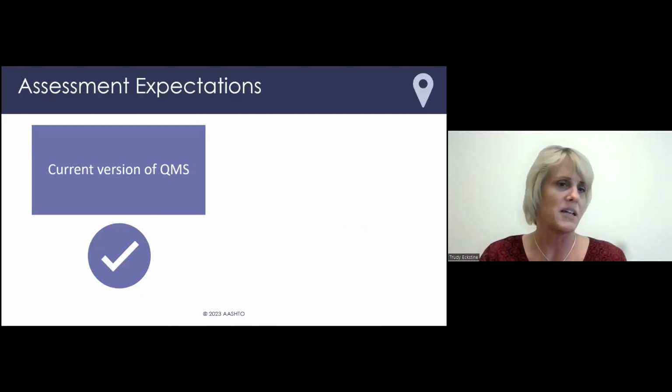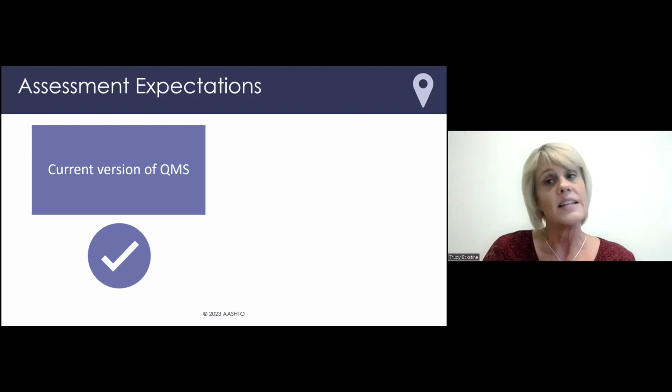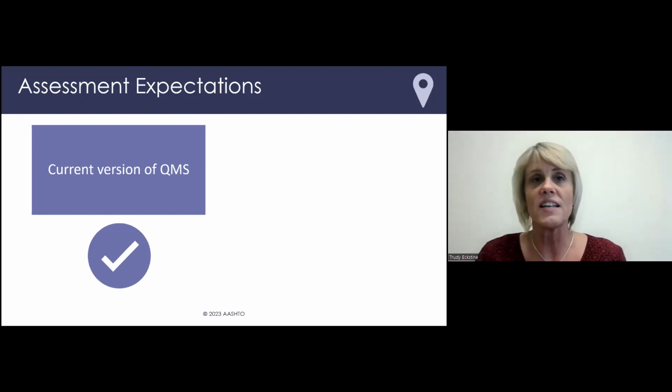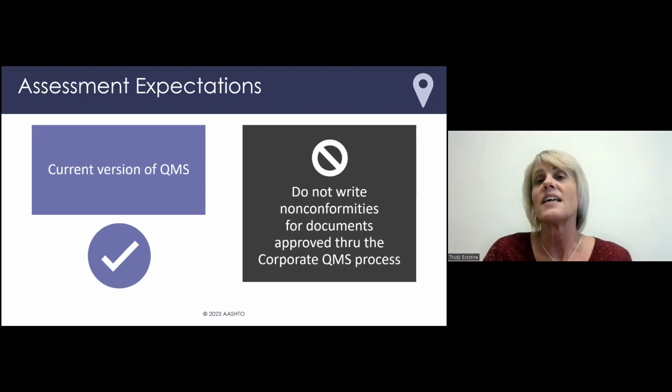So some of the assessment expectations. We want to make sure the laboratory is utilizing the most current version of the QMS. Now, it is possible that we've reviewed a corporate QMS and approved it, and say the QMS was dated June 2023. But when our assessor goes to the laboratory, there's another version that says it's September 2023. Is that okay? Well, in that case, that is okay, and we are not going to write any nonconformities for documents that were approved through that QMS prior, because what was updated should only be something small, minor editorial, nothing of major impact, okay?